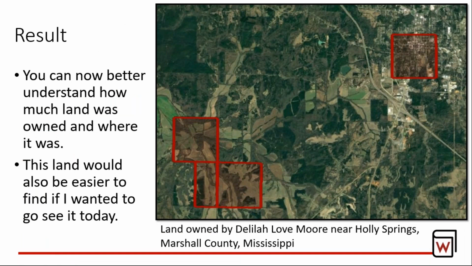And then you can now better understand how your ancestors' land was laid out, where exactly it was, and you can map several ancestors and compare their land or several plots of land owned by one ancestor. So this is all land that was owned by my ancestor, Delilah Lovemore, near Holly Springs in Marshall County, Mississippi. And now this land would be a lot easier to find if I wanted to go see it today. I have exactly where it would be located on a modern map.